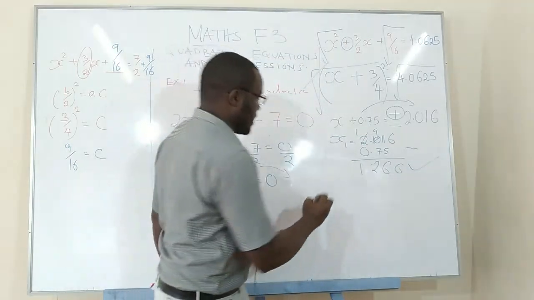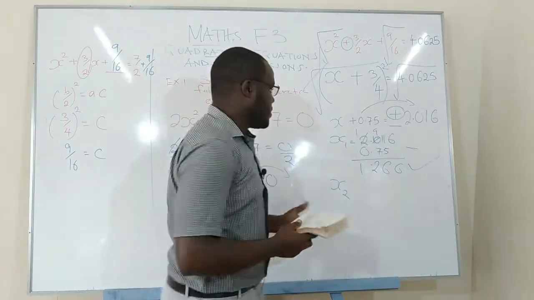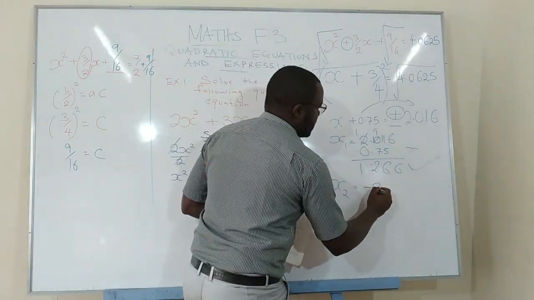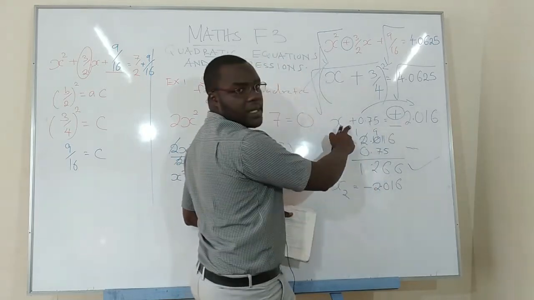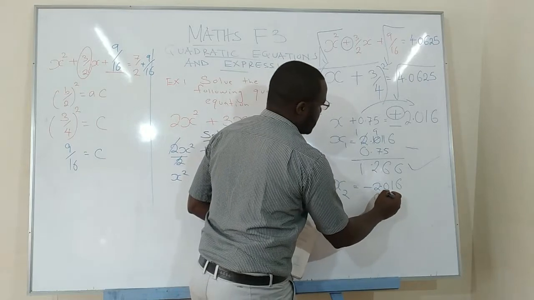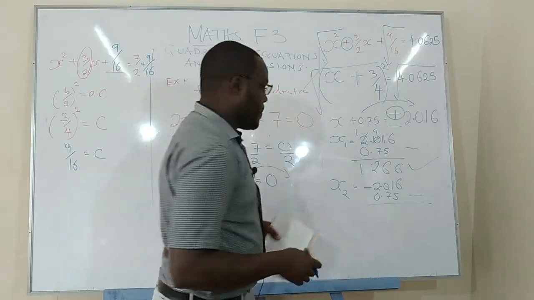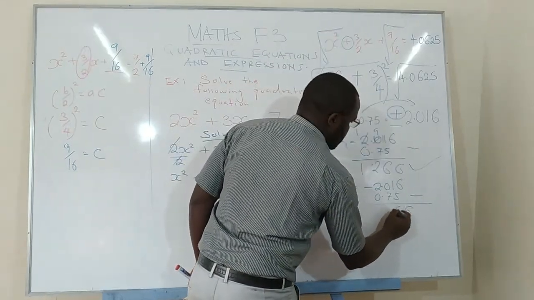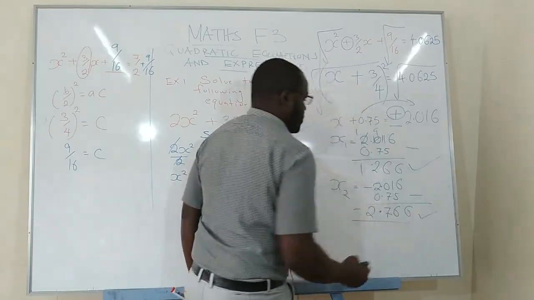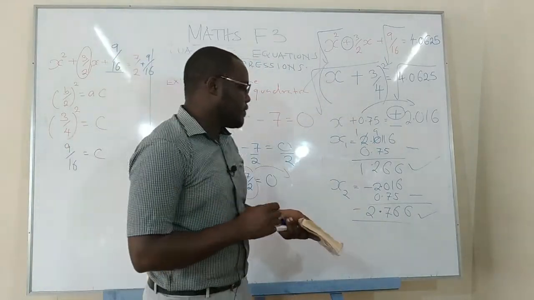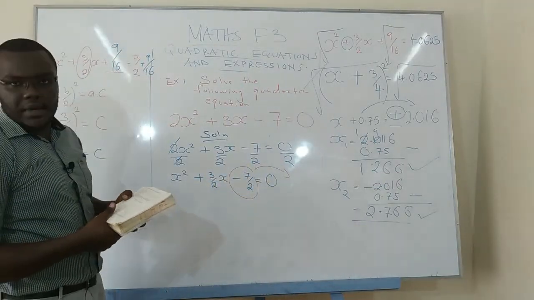The second answer, x2, is when this one is minus. So it will now be negative 2.016 minus 0.75, and you better use a calculator here, this will give us negative 2.766.